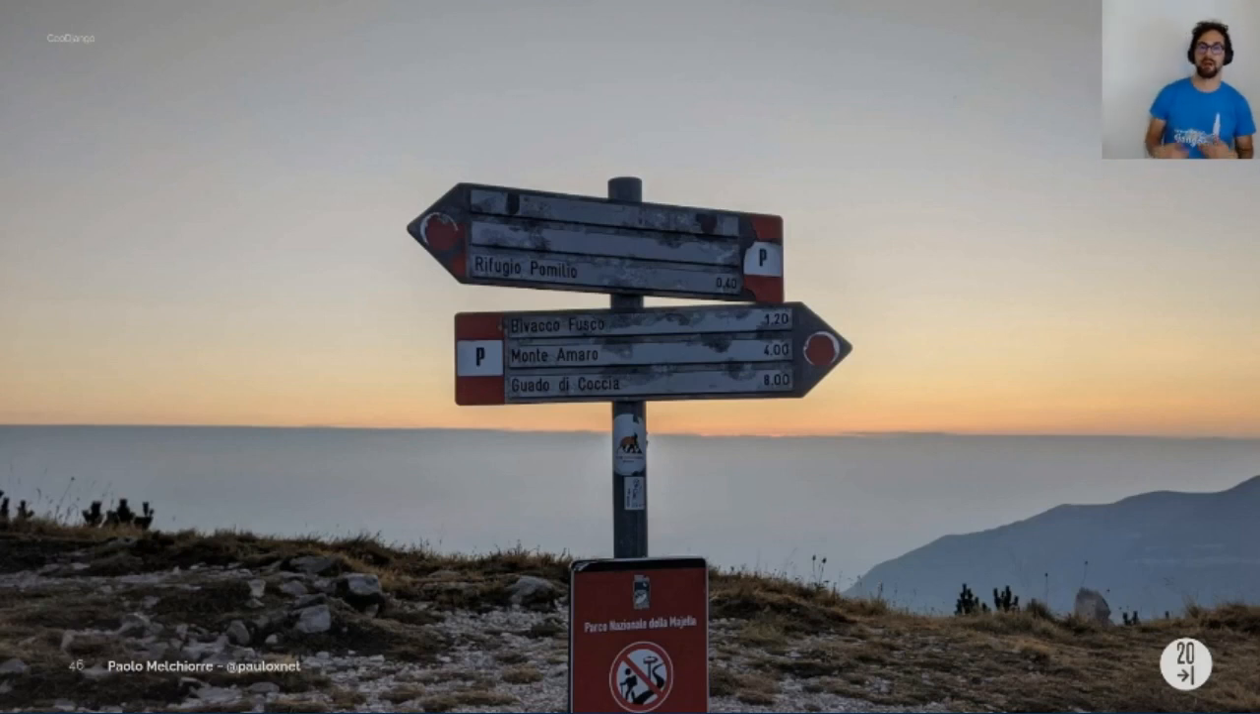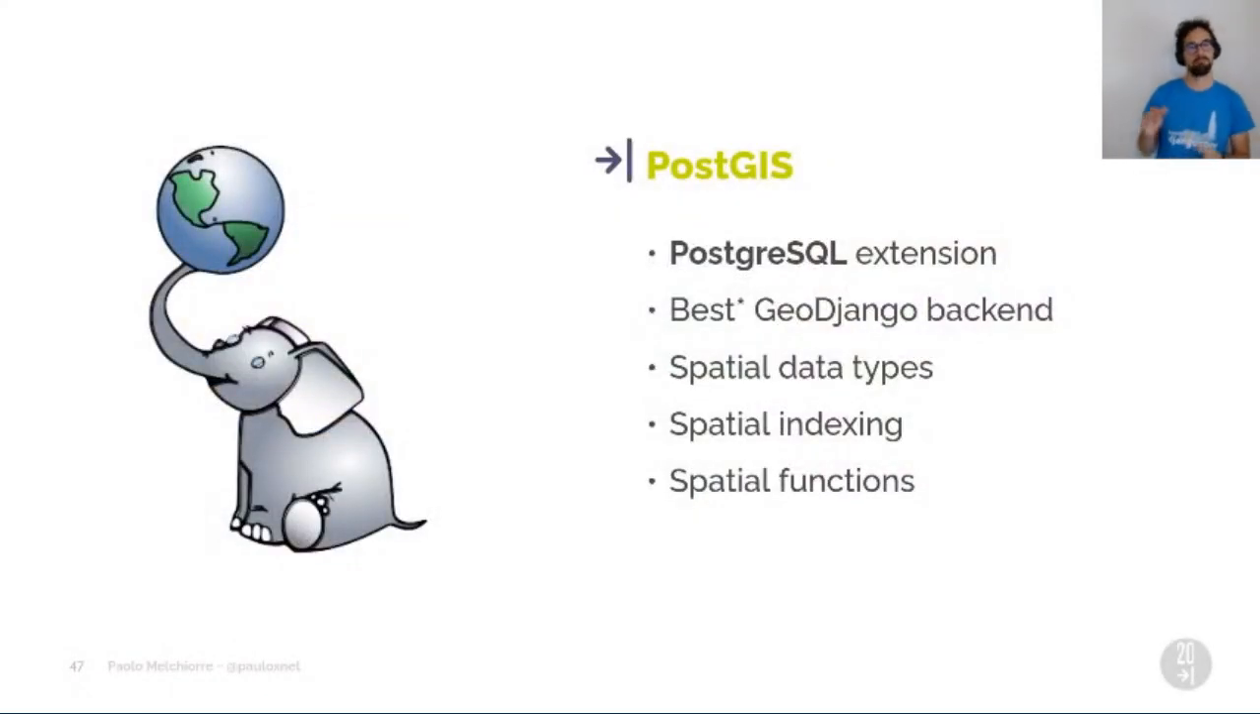With this photo, we are now virtually moving on the path of my last hike on the Italian Apennines. I already used this photo in my recent talk about maps with Django, which you can read on my blog, but I want to briefly talk about the geographical extension of Postgres used by GeoDjango. PostGIS is a Postgres extension and it's also the best database backend for GeoDjango. It internally integrates spatial data and has spatial data types, indexes, and functions.